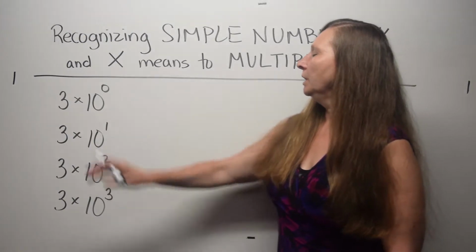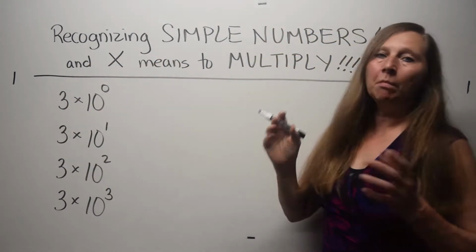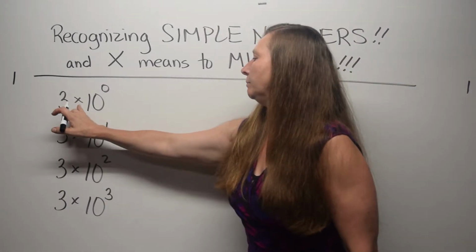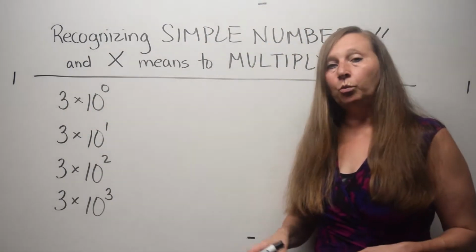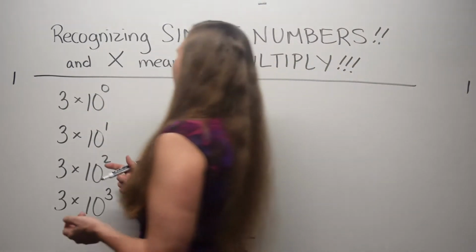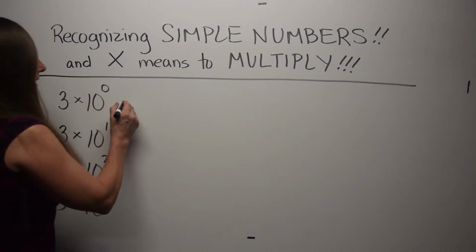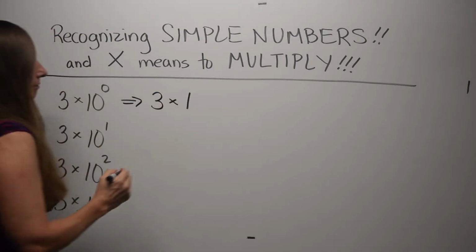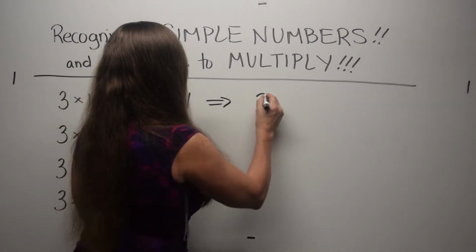And also, let's understand that this x means to multiply. You're literally multiplying the 3 times this number. But what is 10 to the 0 power? Well, what is anything to the 0 power? Anything to the 0 power is 1. So what this really is, is 3 times 1. So the decimal number here would be the number 3.